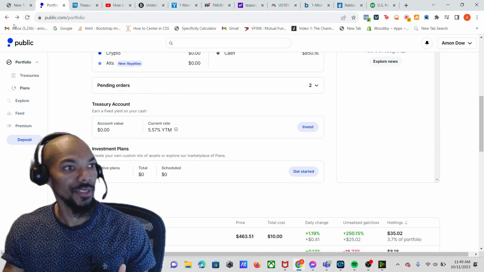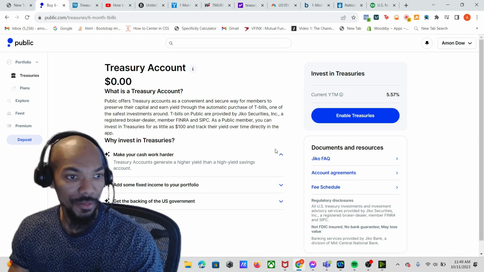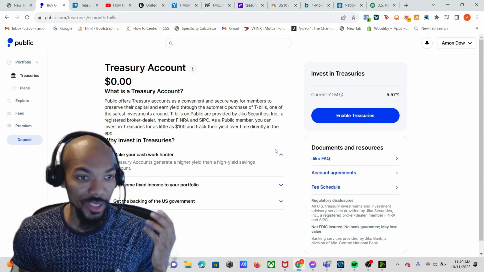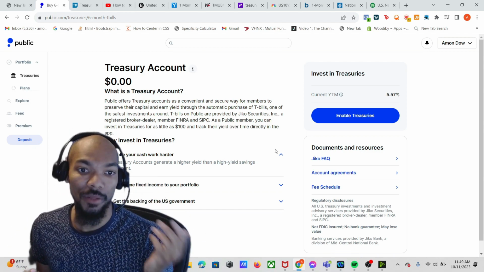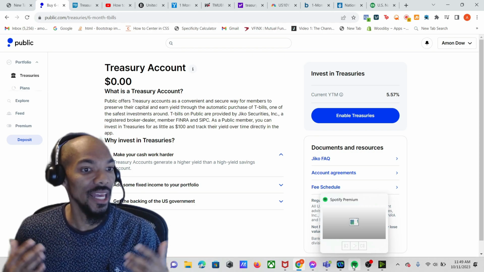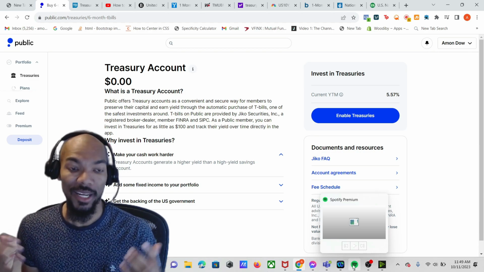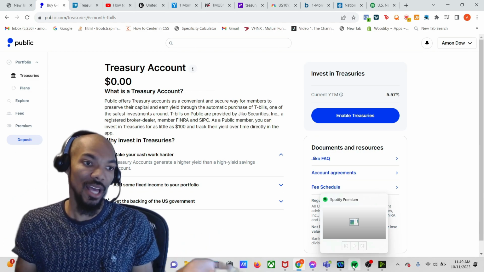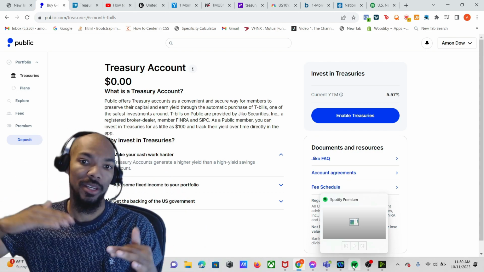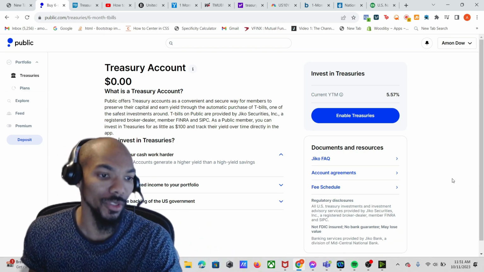To show you, we click Treasury, and then we click Enable. It lets you know Public's Treasury Accounts are a convenient and secure way to preserve your cash at high yields through an automatic purchase of T-bills. The best way I can think about it is that bills help you preserve your capital, keeping up with inflation. The higher rates are, the higher the yield you would get from treasuries. If the Fed lowers rates, the treasury yields will become lower. So it's not intended for you to grow wealth, but more so to maintain it.